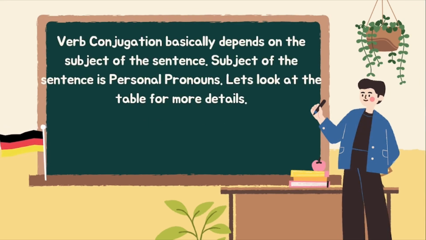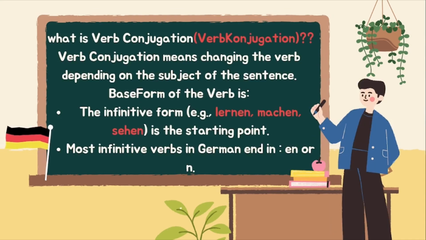So what is basically the verb conjugation? Verb conjugation basically depends on the subject of the sentence. Subject of the sentence is personal pronouns or personal pronomen in German. So let's make it clear what is verb conjugation. Verb conjugation means changing the verb depending upon the subject of the sentence. The verb changes as per the subject we use in the sentence. The basic form of the verb is always infinitive form of the verb. For example, lernen, machen, sehen. It is the starting point of the verb. So while using the verb in the sentence, it is conjugated differently as per the subject.